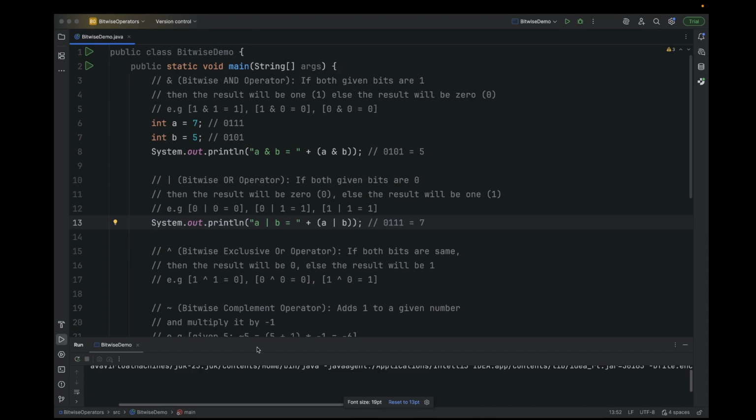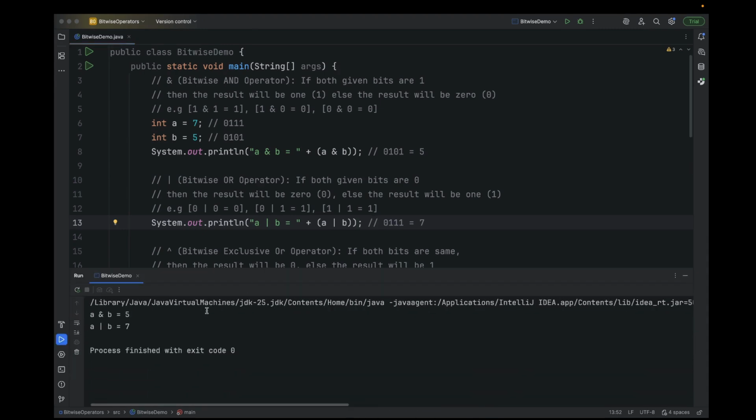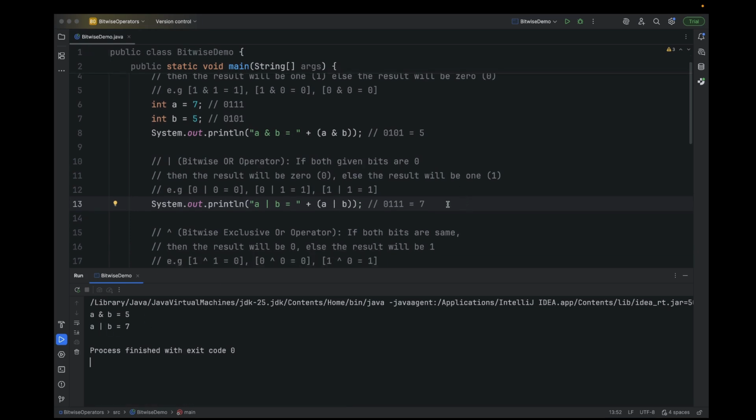You can see here now, A and B is giving 5. A or B is giving 7, which is what we got here. All right, and that is about the bitwise OR operator.